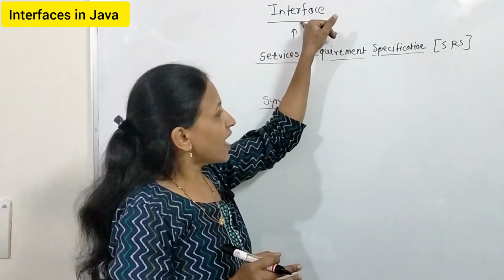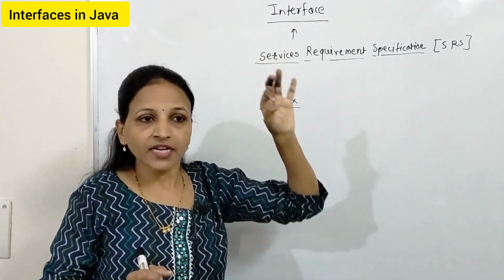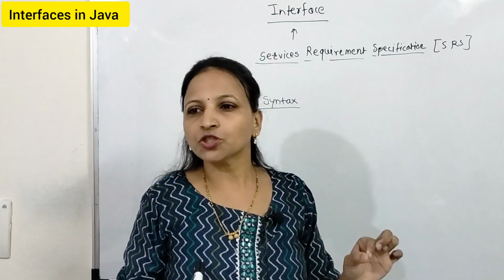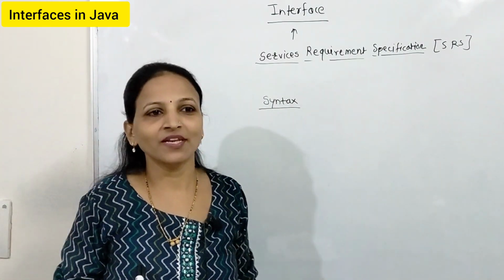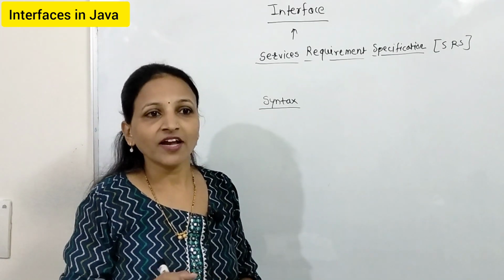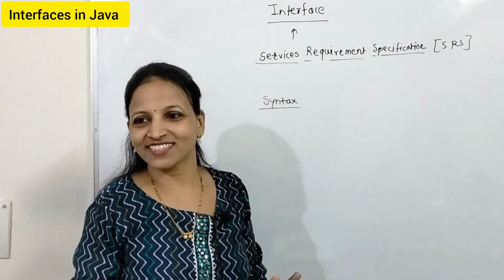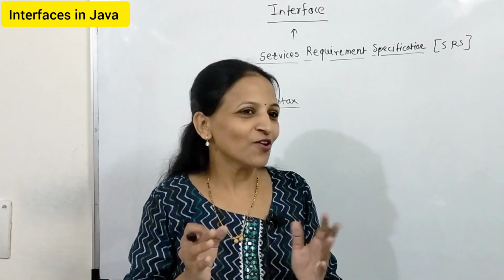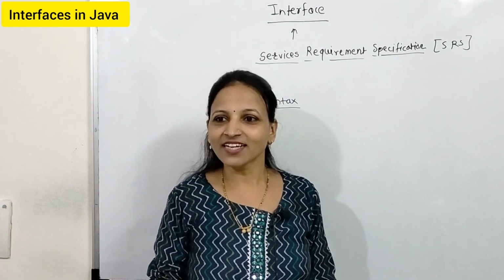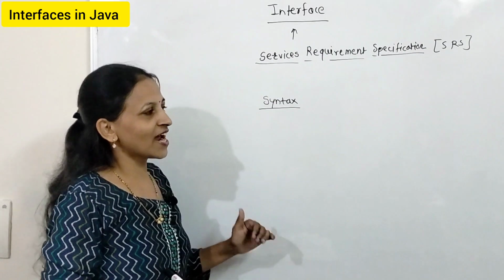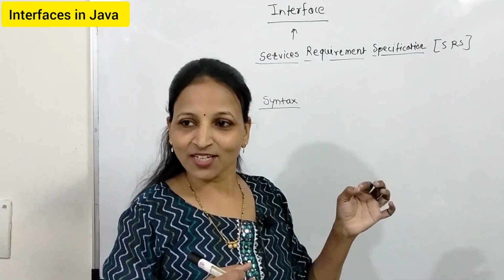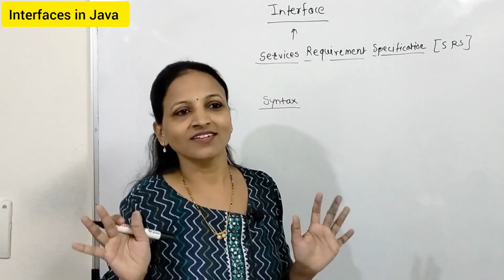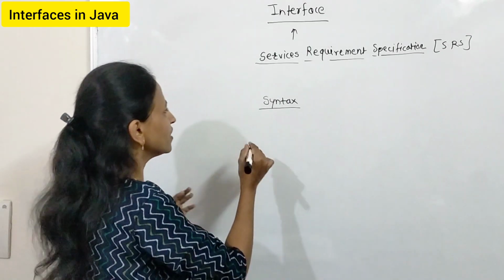Here an interface can have data members as well as methods, but all those data members should be final, static, public. Final, static, public means constants, and all those methods should be abstract, meaning you are not going to implement those. Getting it? The combination of final, static fields and some abstract methods is nothing but an interface. Getting it?